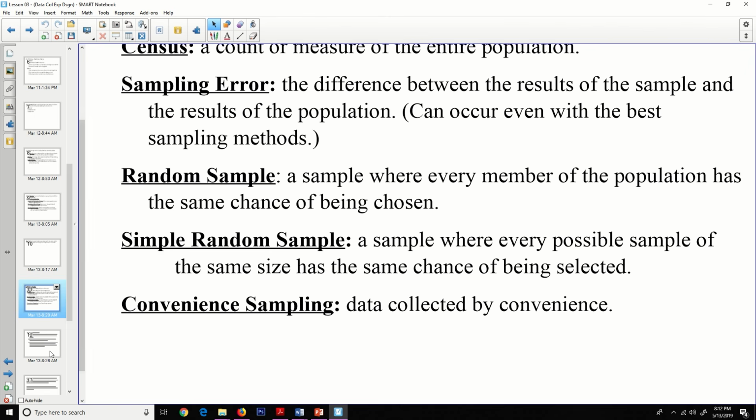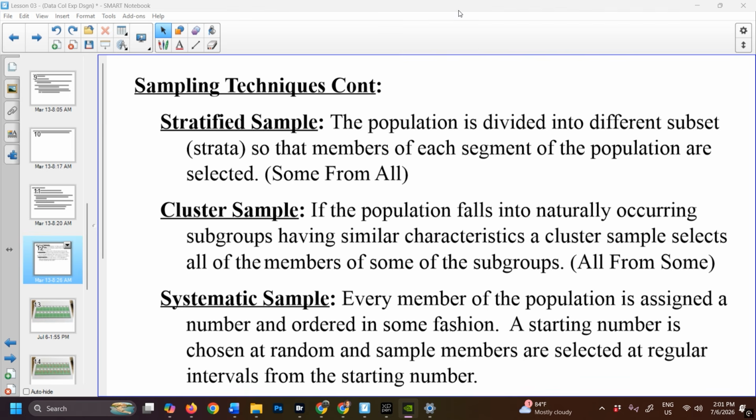This one's probably the worst one. Okay, sampling techniques continued. These next two are often confused, so I'm going to take a little bit more time to show the subtle differences between the two of them.